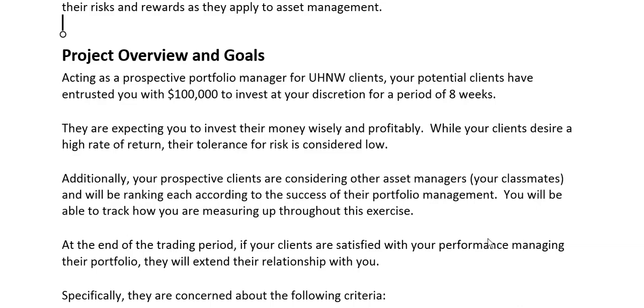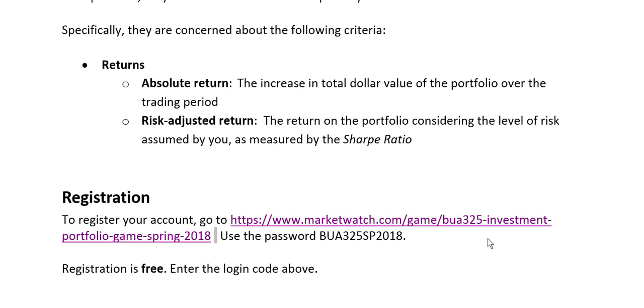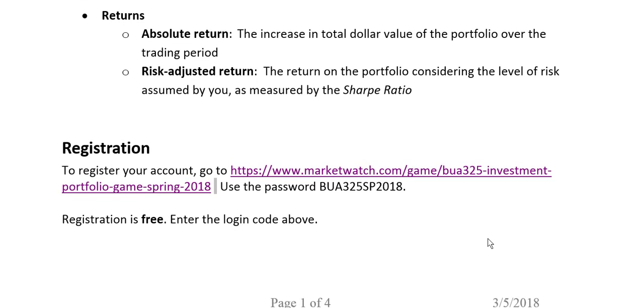You will be ranked against your classmates, and at the end of that trading period, we'll see how you've done as an investor. So as far as the returns part, we're looking for two rating metrics. The first obviously is the increase in total dollar value. How has your portfolio increased? The other part though is what's referred to as the Sharpe ratio, and that's a risk-adjusted rate of return based on the performance, the things that you've bought and how well they've done, but also the relative riskiness of those things that you've purchased.